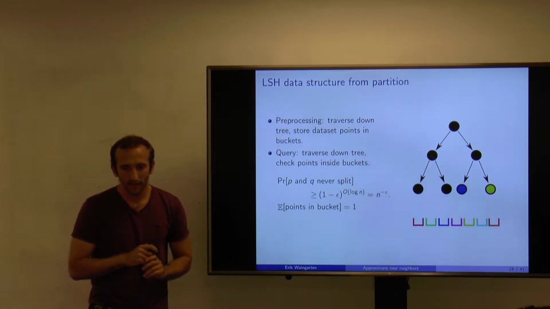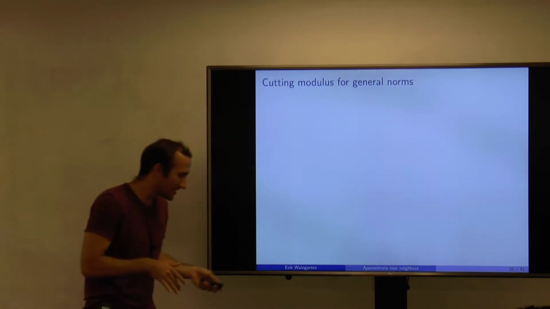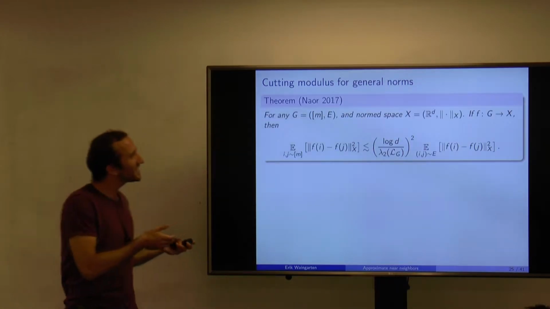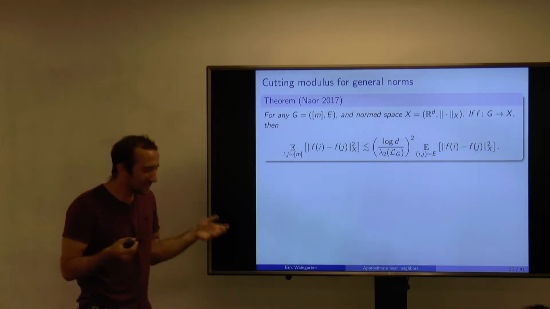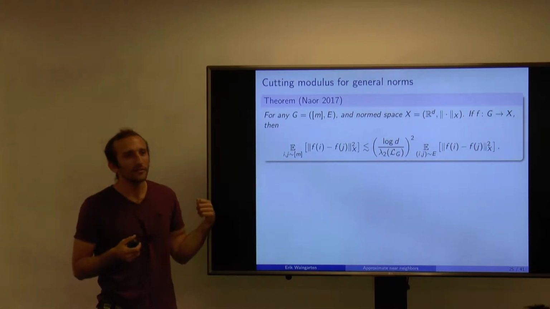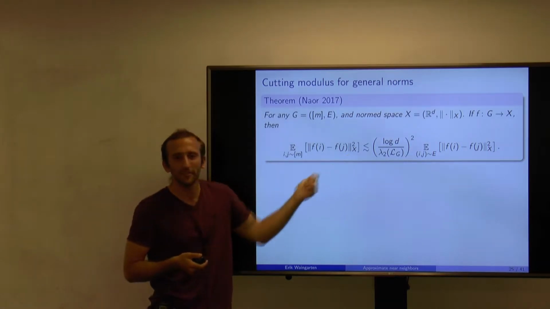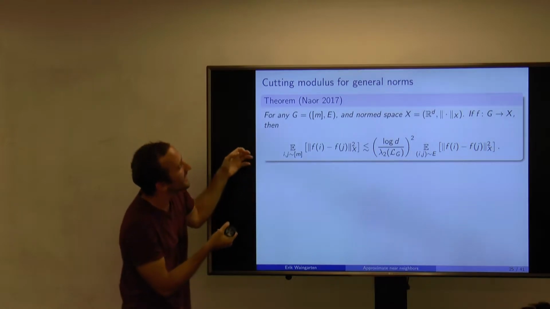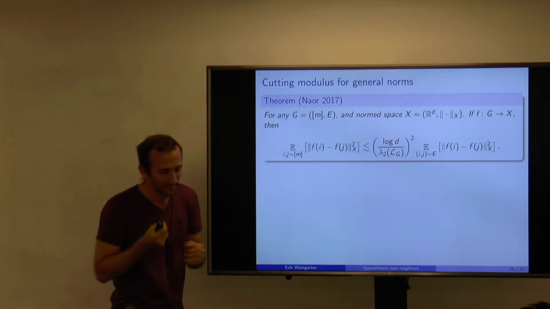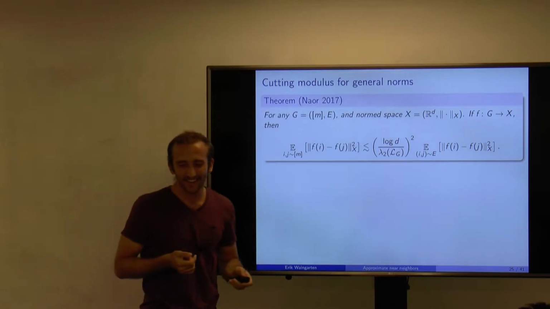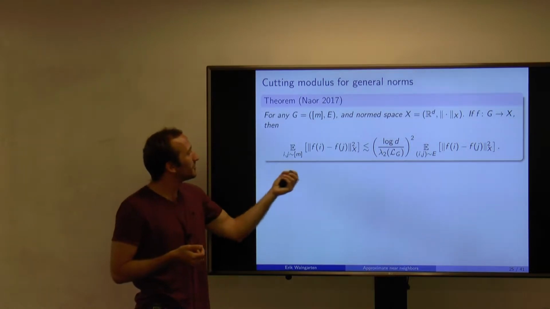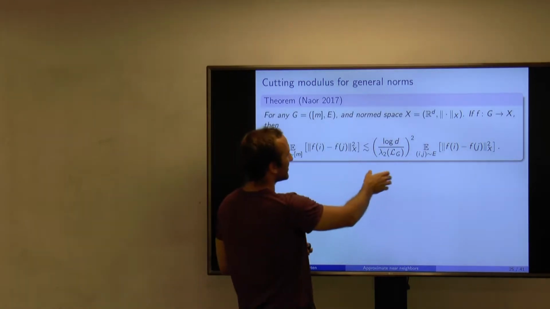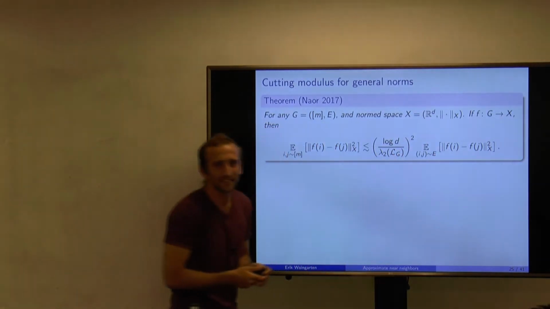Good. Okay. So I just gave you a data structure which works given a bound on the cutting modulus, and the very nice thing is that very recently, Assaf Naor proved a similar inequality to what we had with L2, but substituting a general norm X. In particular, he proved that if you take any graph in any norm space, and you think of this graph as being points in that norm space, then the average distance between points squared in that particular norm space is upper bounded by this quantity times the average edge distance squared in that norm space.